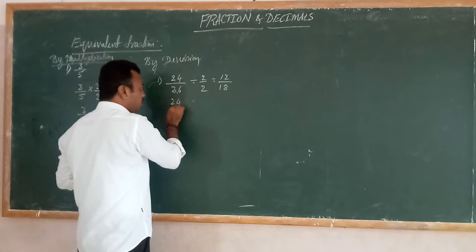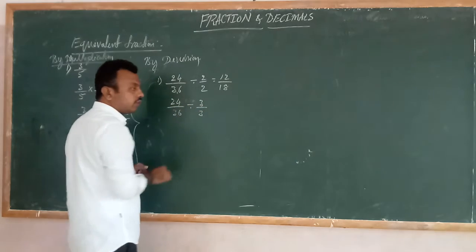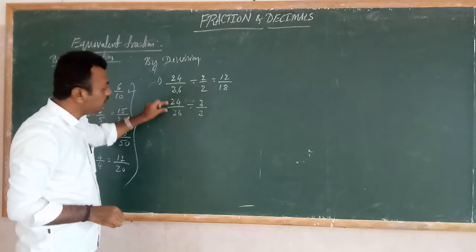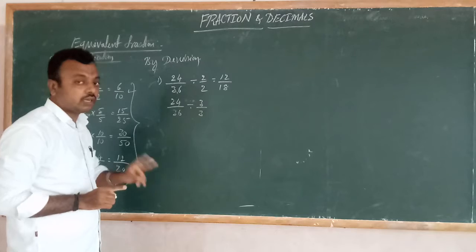Again, 24 by 36: we have to divide by 3. Is it going into both numbers or not? If one number goes by 3 and the other number does not go by 3, you don't take 3. Okay, both numbers have to be divided by the same number.